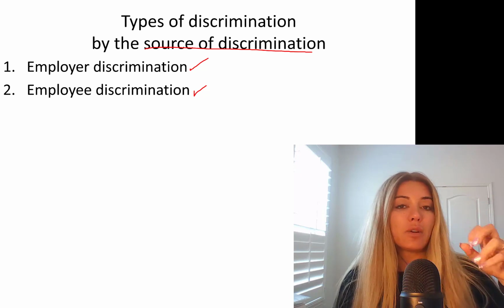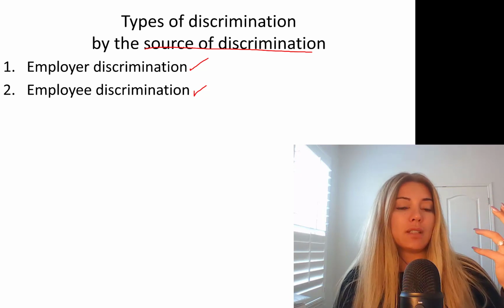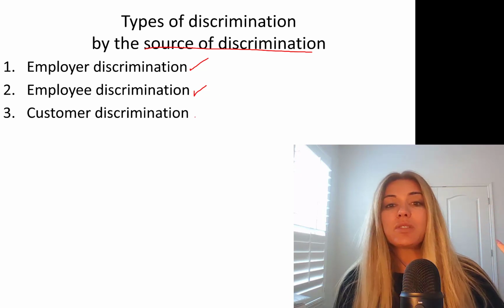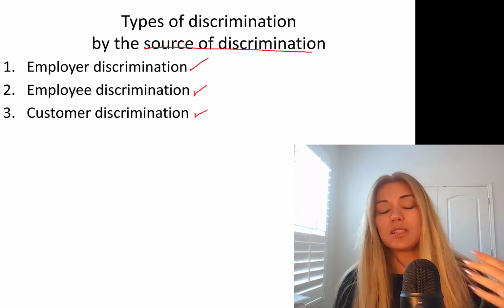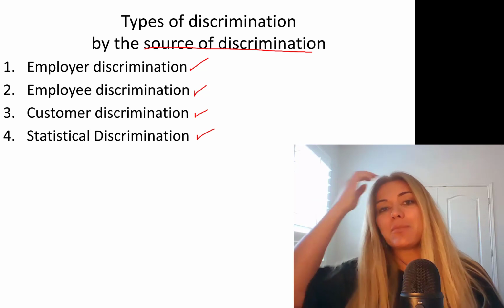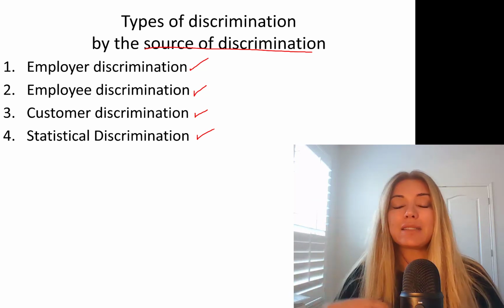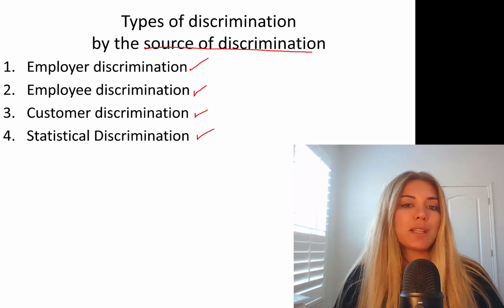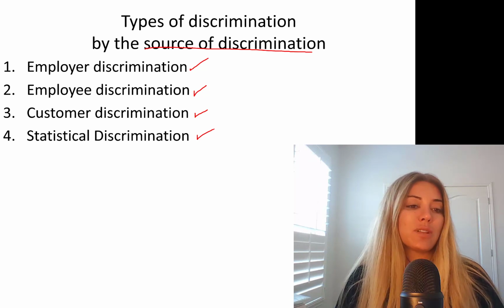Number two is employee discrimination, where workers want to work with certain groups of people. Customer discrimination: the customer is the source of discrimination. And statistical discrimination. This is basically past experiences and past observations with different groups of people causing the discrimination.